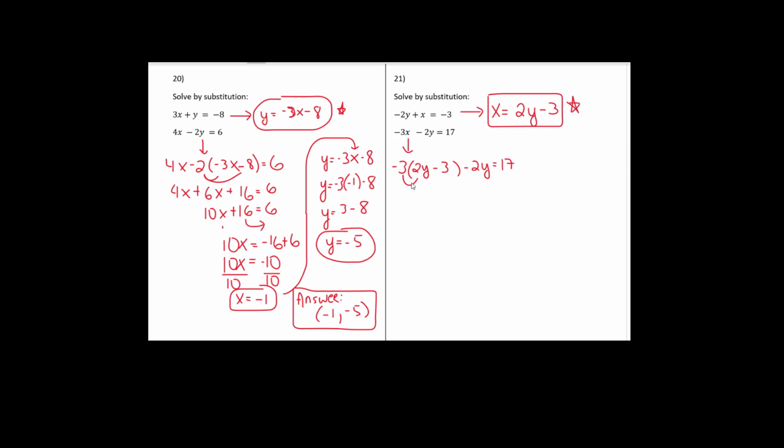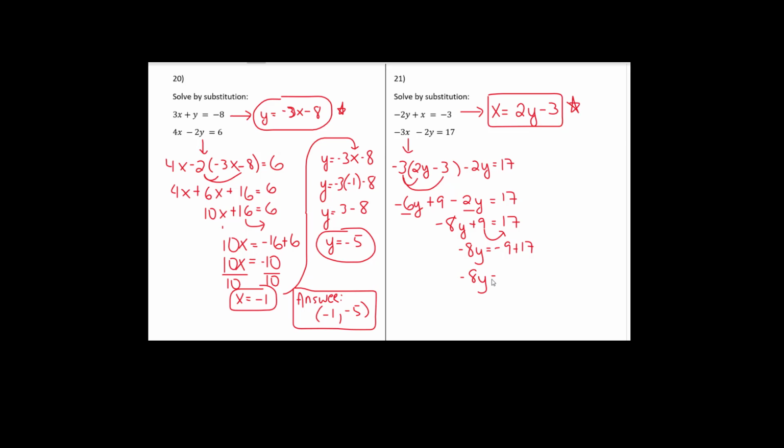And now we're going to eliminate parentheses. So this would be negative 6y plus 9 minus 2y equals 17. Combine like terms, we're going to get negative 8y, bring down the 9, equals 17. I'm going to send the 9 to the other side, so this would be negative 8y equals negative 9 plus 17.